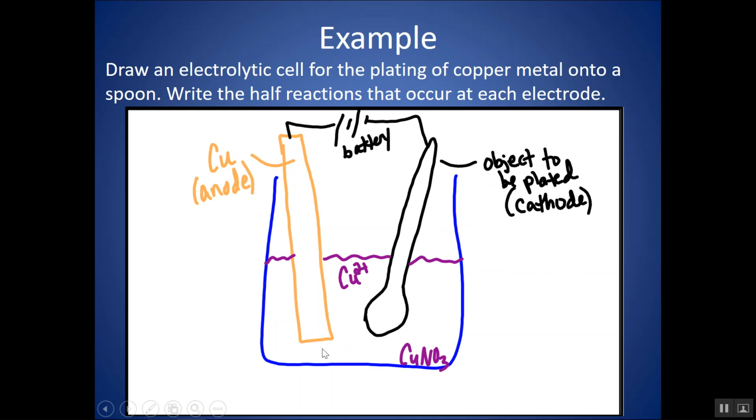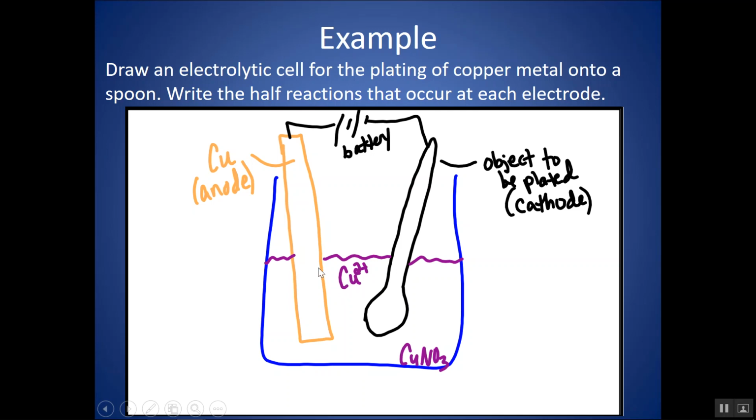We would need a solution here. Maybe we add copper nitrate of some sort, let's just pick Cu2+. I know I wrote CuNO3, which would be +1 here, but let's say Cu2+, let's pick that. If you have more than one charge for your transition metal, it's okay to just pick one. Cu2+ is typically more common.